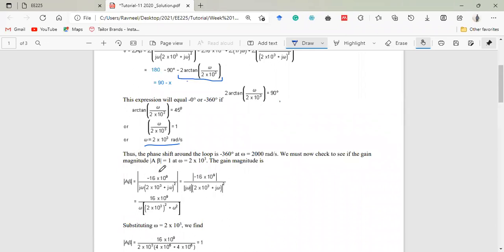Now we can simplify this. This would be equivalent to 16 times 10 to the power of 9, as it is. Since it's just a real number, the magnitude will also be that same value, so it will be 16 times 10 to the power of 9. The magnitude of j omega will be omega only, right? So upon omega, and the magnitude of this will be equivalent to, what will the magnitude be equivalent to? Anyone has any idea?